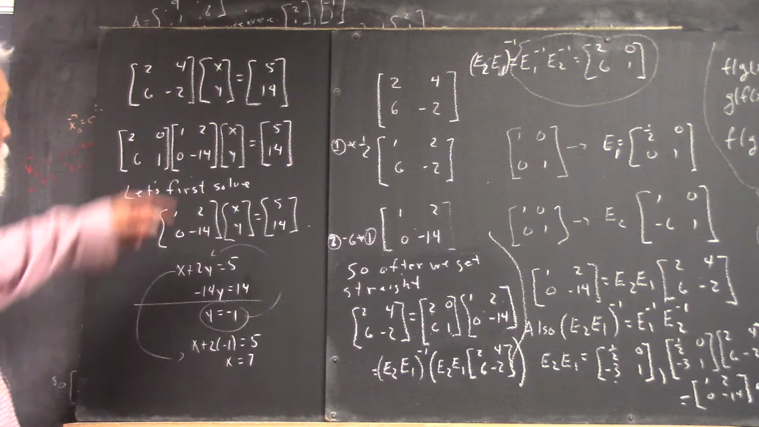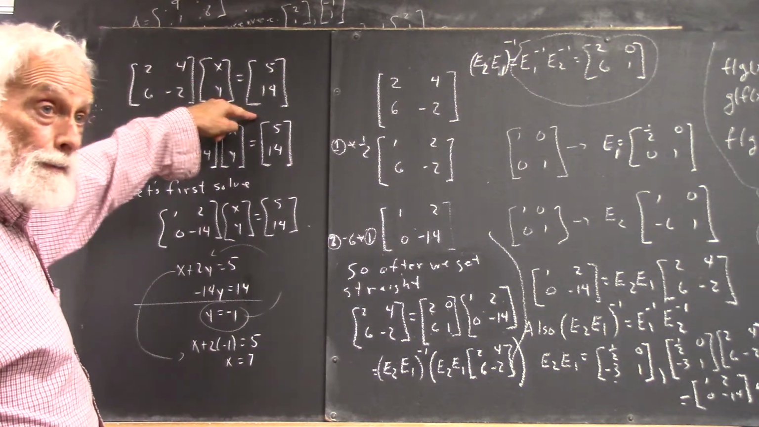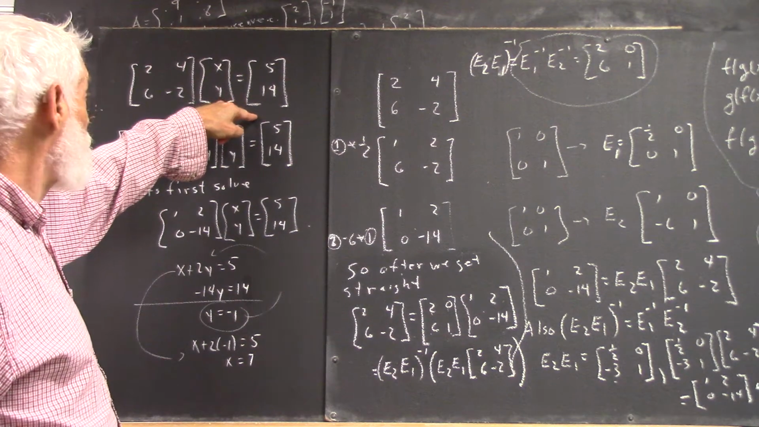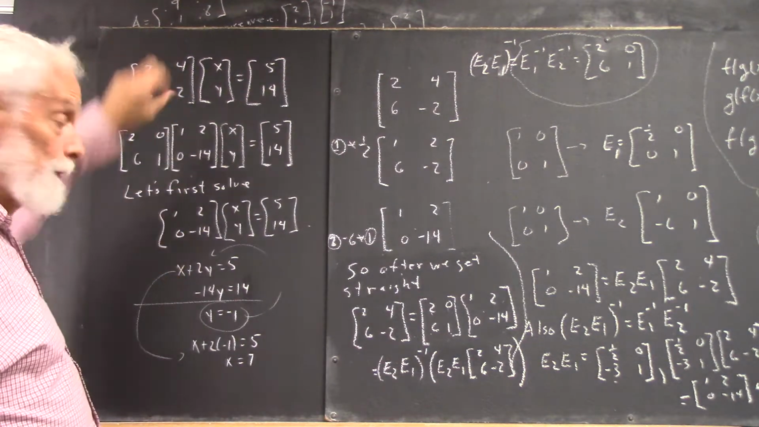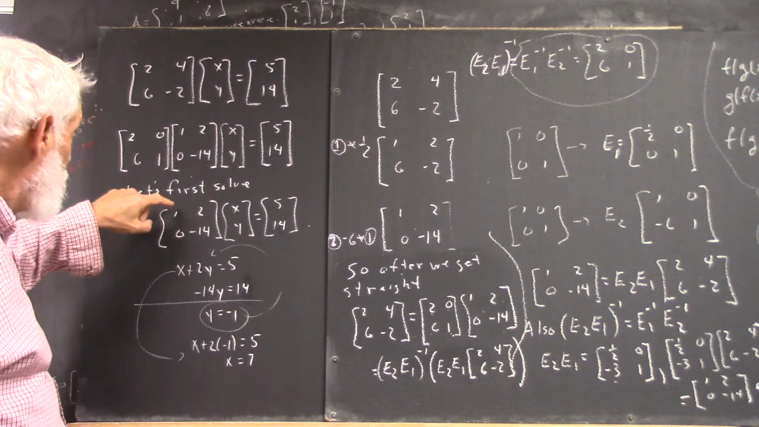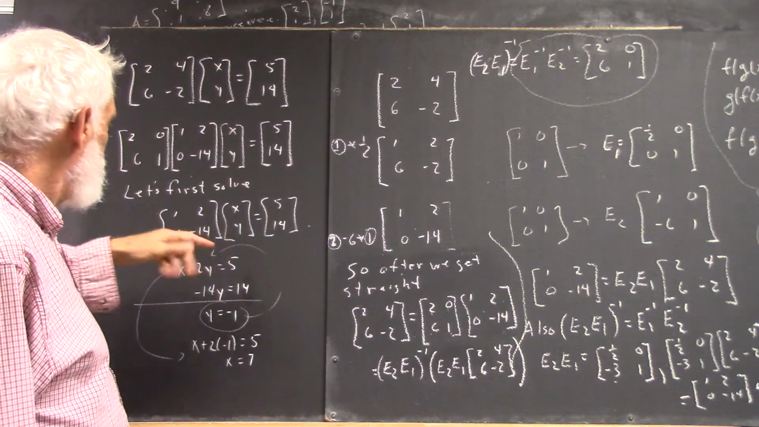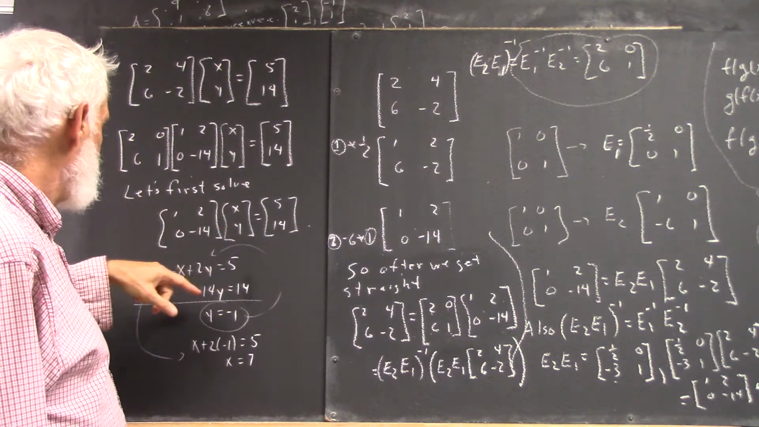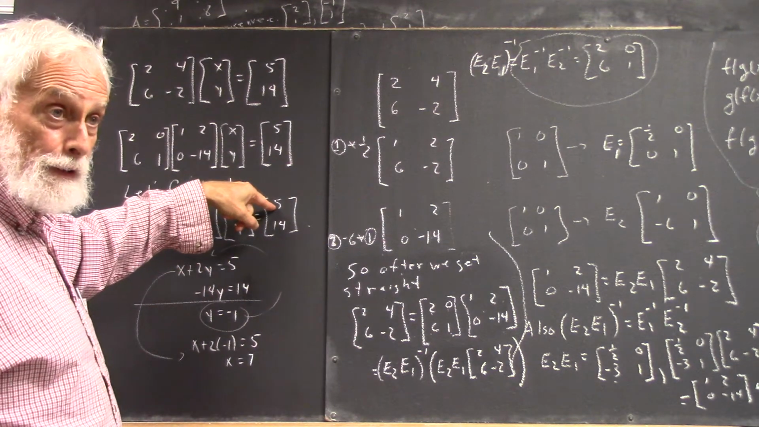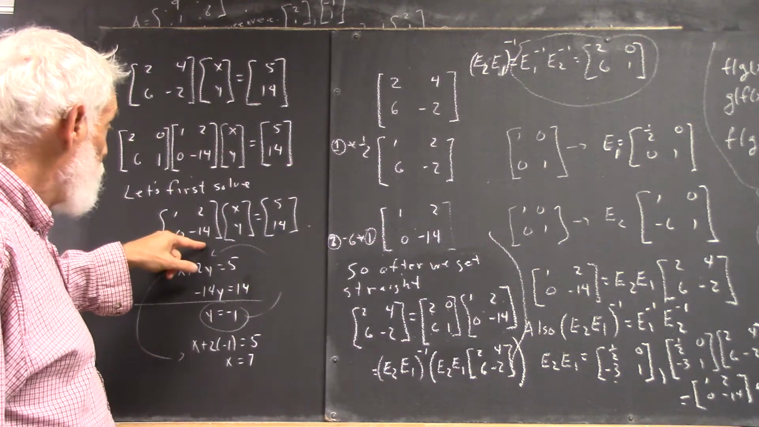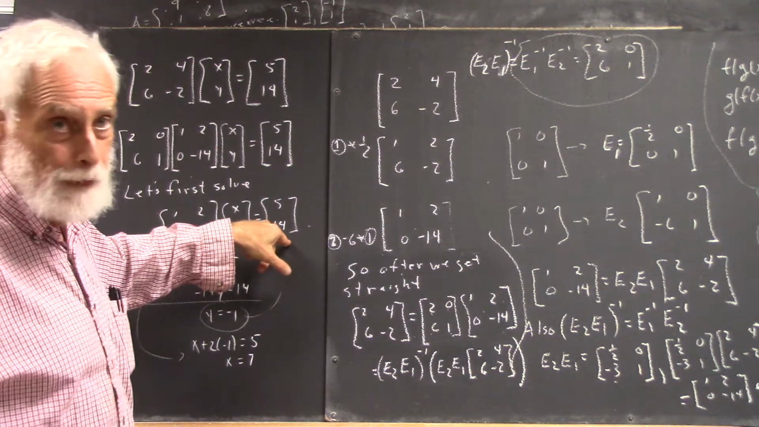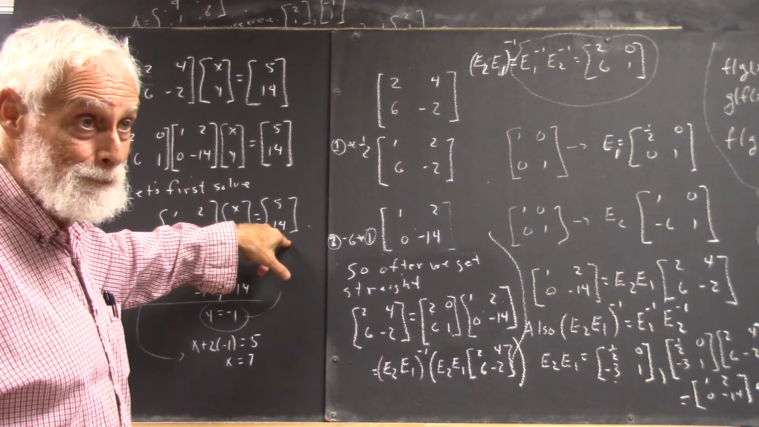Okay, so 7, negative 1 solves this. We can verify it. Well, solves this, not this. Okay, if it's 7, negative 1, then we get 7 and negative 2, which is 5. And we get negative 14 times negative 1, which is 14. No big surprise.